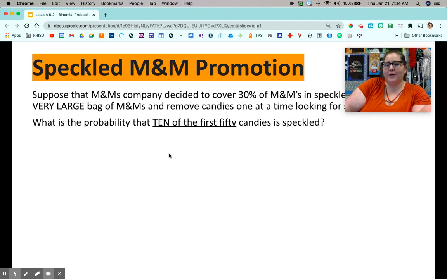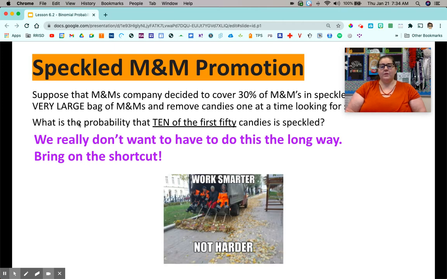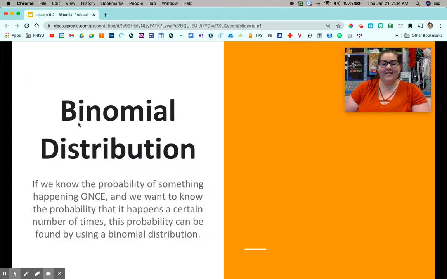So just to show you an example of one where we wouldn't want to do it that long way, if I asked you what's the probability that 10 of the first 50 candies, not candles, is speckled? Well, that's a whole lot more, right? There's a lot of different ways that 10 out of 50 could be the first 10 and not the last 40. There are so many different possibilities that it would take me forever to just figure that out, let alone the probability. So we really don't want to have to do this the long way. So we're going to talk about a shortcut, right? This is all about working smarter and not harder.